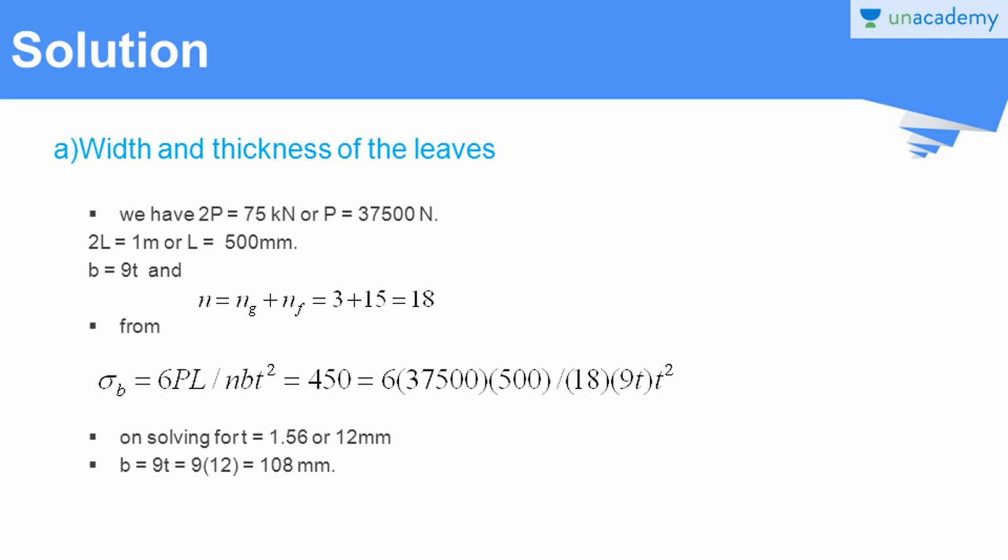So 1.56 is approximated to 1.2 millimeters, and from the relation b equals 90, we find the value of b, the width of the leaves of the multi-leaf spring, given by 90 into 1.2, that is equal to 108 millimeters. So we have found the width and the thickness of the leaves with the relation sigma b equals the maximum bending stress in the multi-leaf springs that is given in the problem.